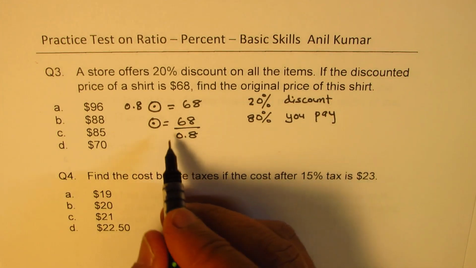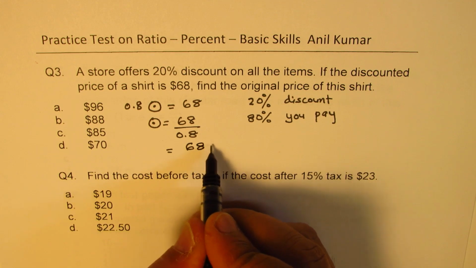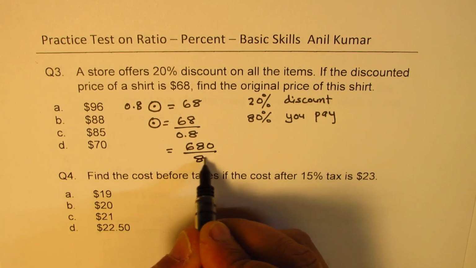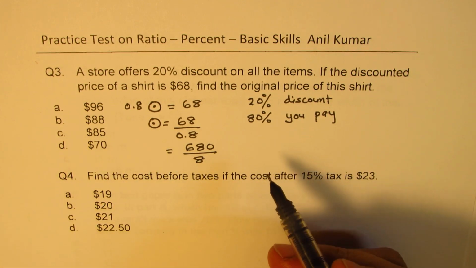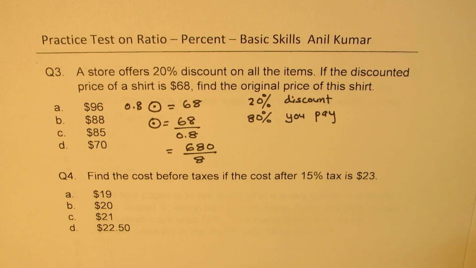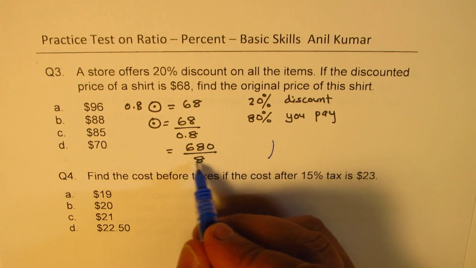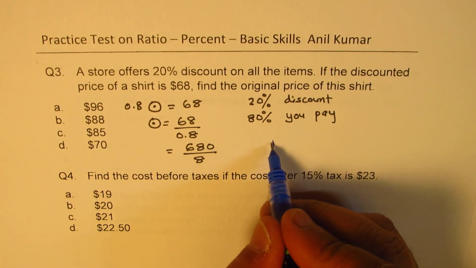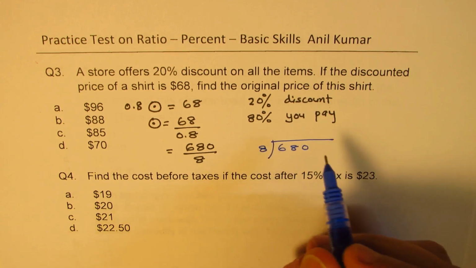Now when you're dividing by decimals, it's a good idea to write it like this: 680 divided by 8, for example. Is that clear? You could simplify and then get the answer, or you could do long division. I could always simplify this. We can divide both by 4, for example. Anyway, let's do long division straight away, because these are not big numbers.